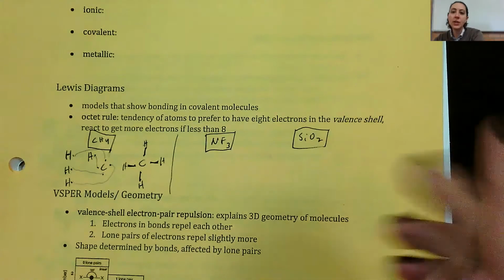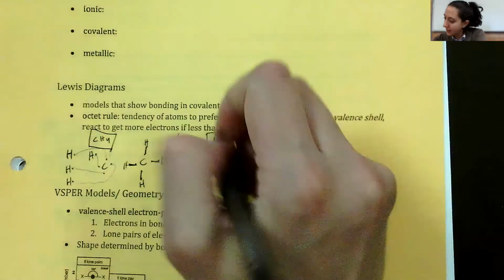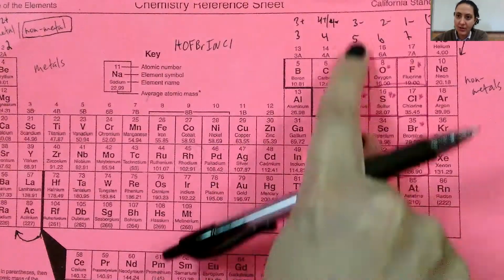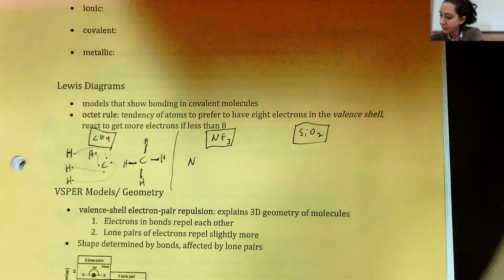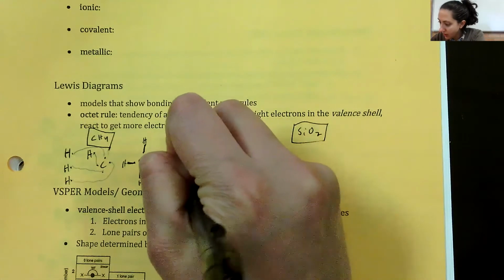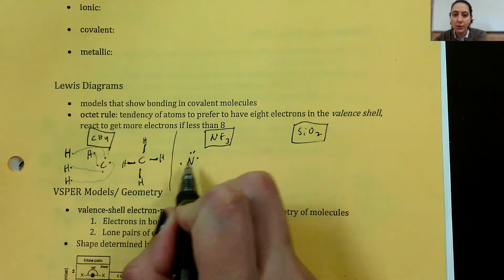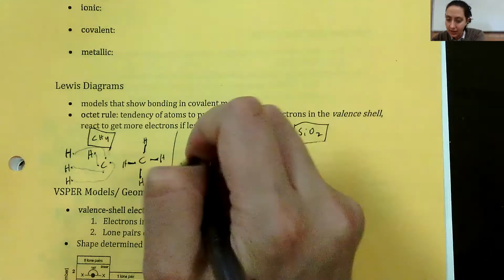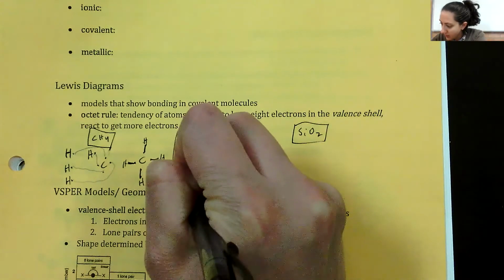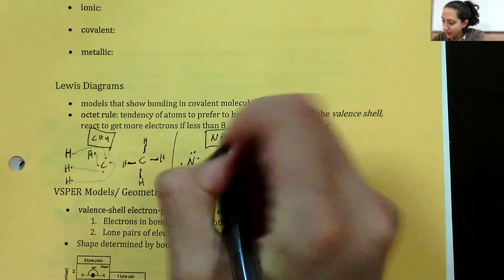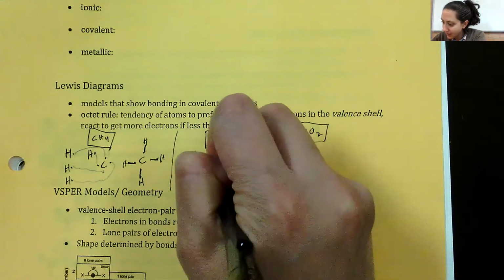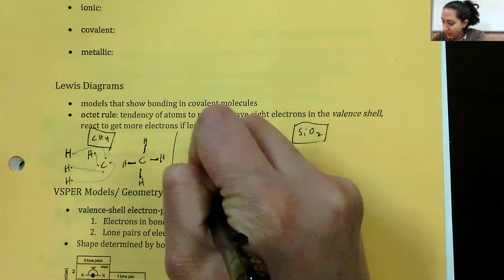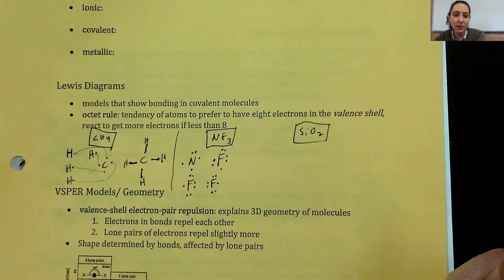Okay, so let's try this next one. Let's try nitrogen trifluoride. So nitrogen has 5 valence electrons and fluorine has 7. So nitrogen is 1, 2, 3, 4, 5. So 1 pair of electrons and 3 unpaired electrons. And there's 3 fluorines. And fluorine has 7. So it's going to be something like this. And again, it doesn't really matter where the unpaired one goes as long as there's one that doesn't have pairs.